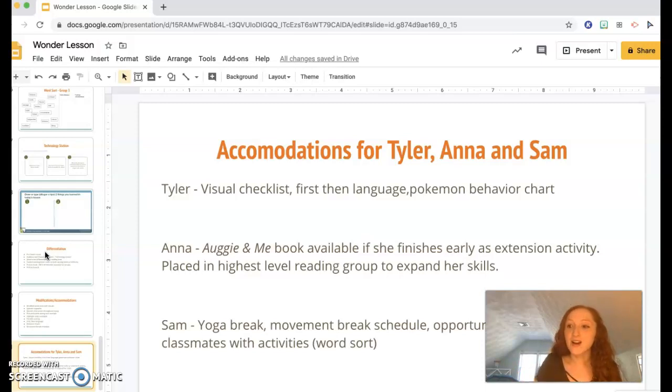Anna would also have access to an Augie and Me book, which is the third book in this series of Wonder books, if she finished early, to think about characters, traits, and feelings in this book, and she would be placed in the highest reading level group to expand her skills. Sam would include the yoga break and would benefit from his normal movement break schedule and would be provided with opportunities to help classmates if he finished early during the word sort activity.